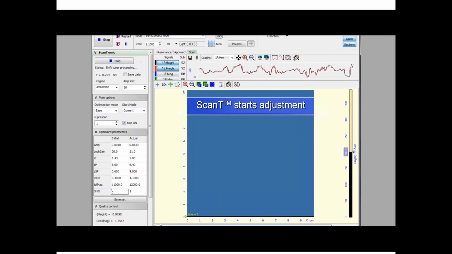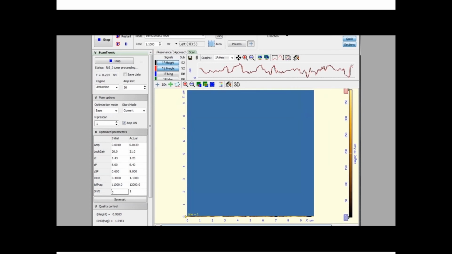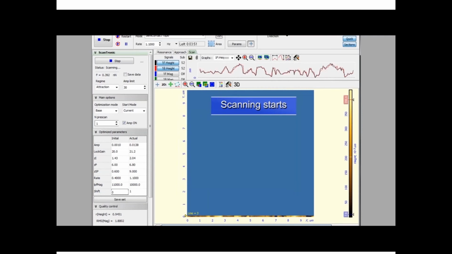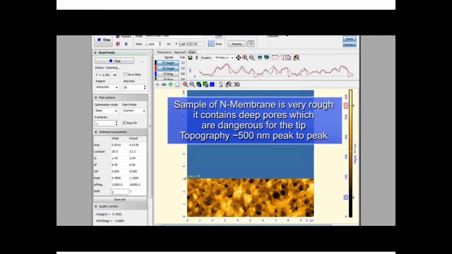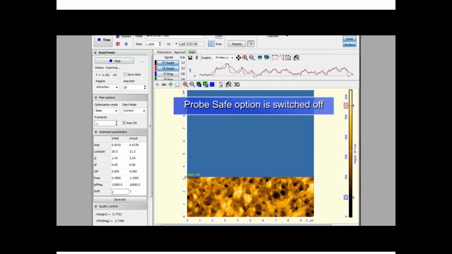And in this video, there is another example. This is a membrane that is quite a difficult sample to measure as well. We start the scanning process, then automated adjustment is done. It is worth mentioning that this kind of sample has a very rough surface. It contains deep pores, and these pores are dangerous to the tip.